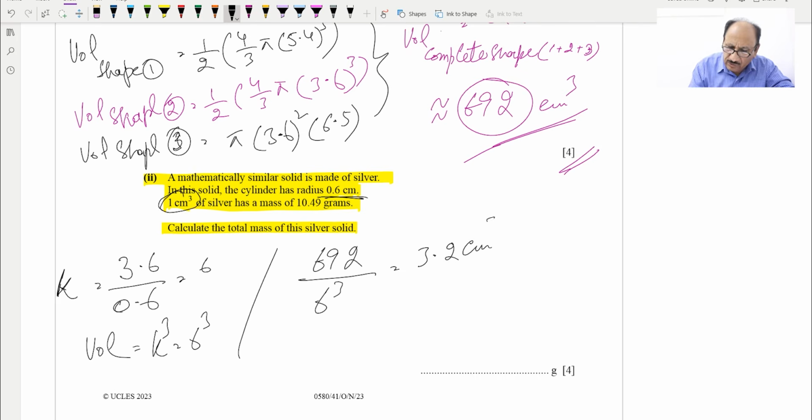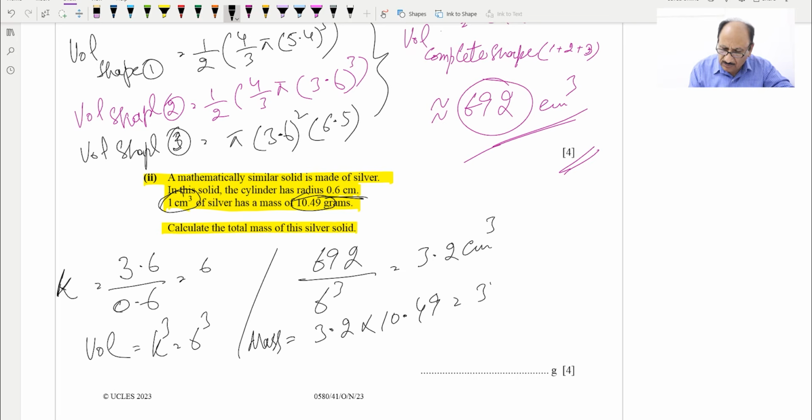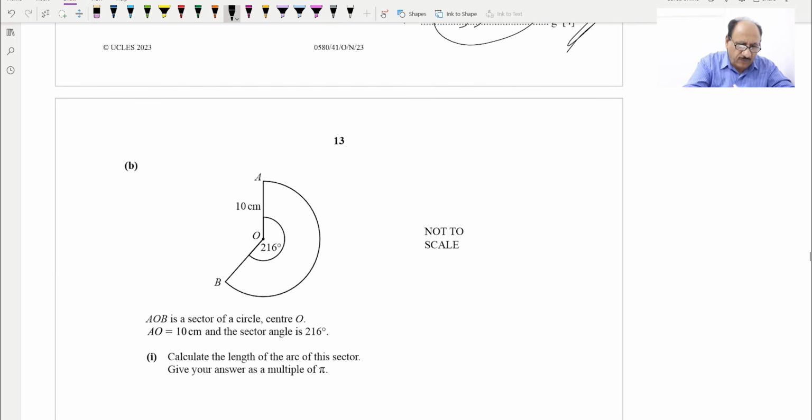This is centimeter cubes, so 10.49 grams. So 3.2 will be multiplied by 10.49, and we will get the mass. So mass will be equal to 3.2 multiplied by 10.49, and this will give us 33.6. So we can write 33.6, and this will be our answer for 4 marks. Hopefully you understand this.